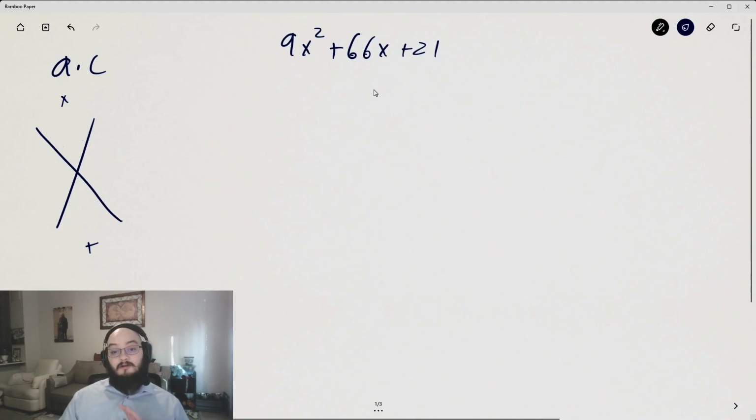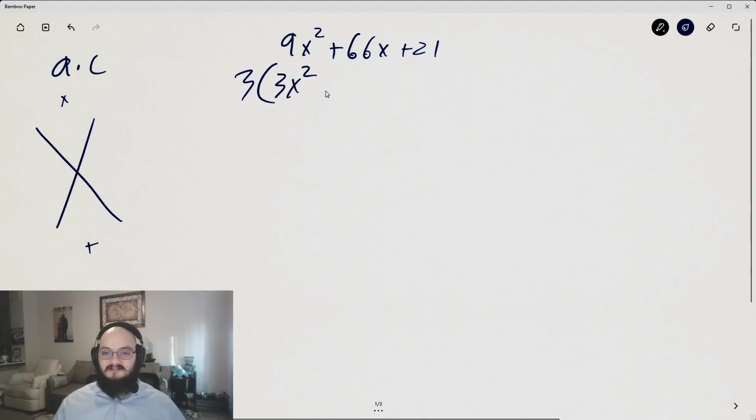All right, let's take a look at our next example. We have 9x squared plus 66x plus 21. First thing that I notice is all three of our terms have 3 as a common factor. So let's factor out our 3. 9x squared divided by 3 is 3x squared. 66x divided by 3 is 22x. And 21 divided by 3 is 7.